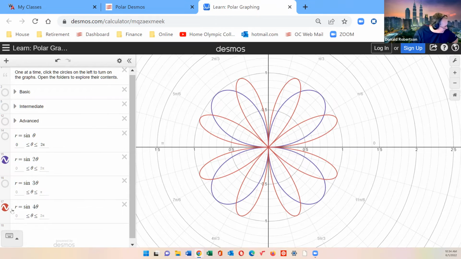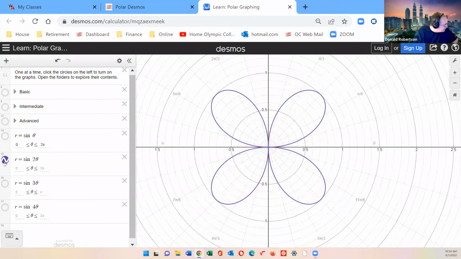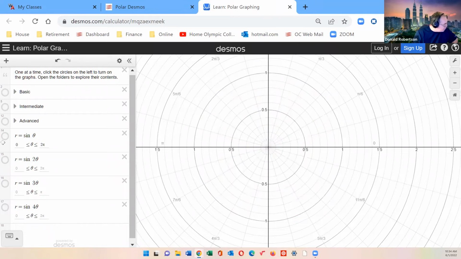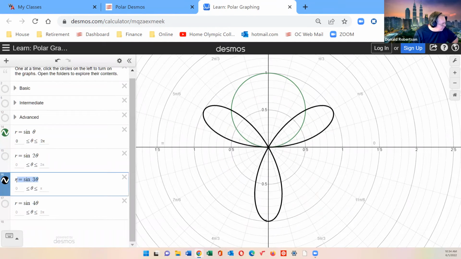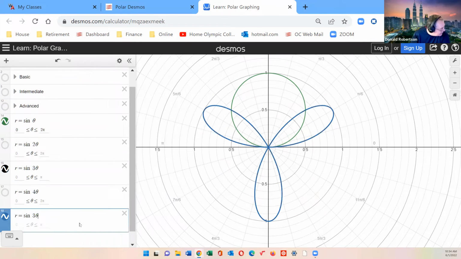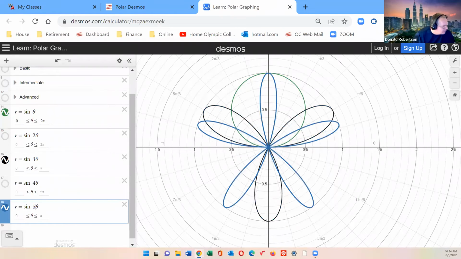Now that's what the even ones look like. If you do one, it's a special case, but it's like one big fat petal. Think of the circle as being a petal. And if you do this one, you get 3 petals. So the next one I'm about to do is going to be 5 theta. How many petals do you think it's going to have? 5. Let's see if you're right. Yep.